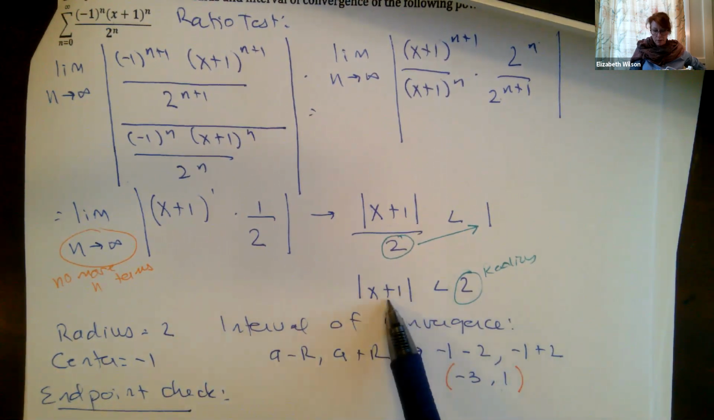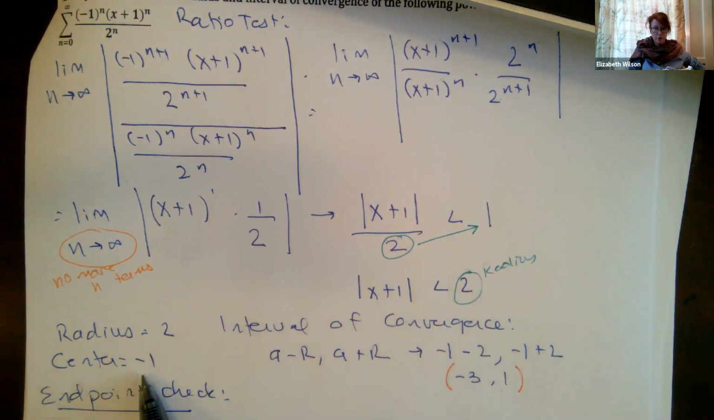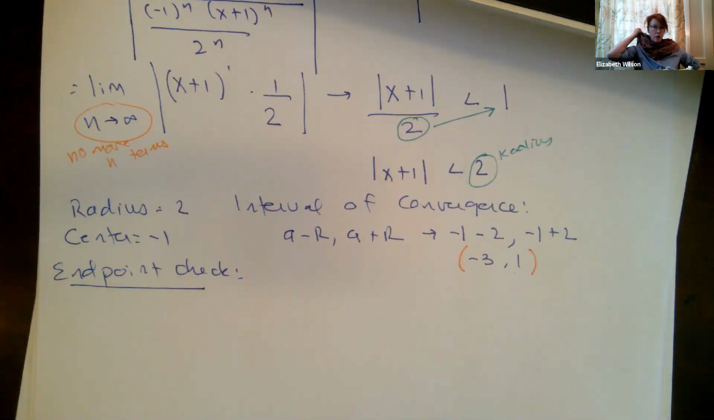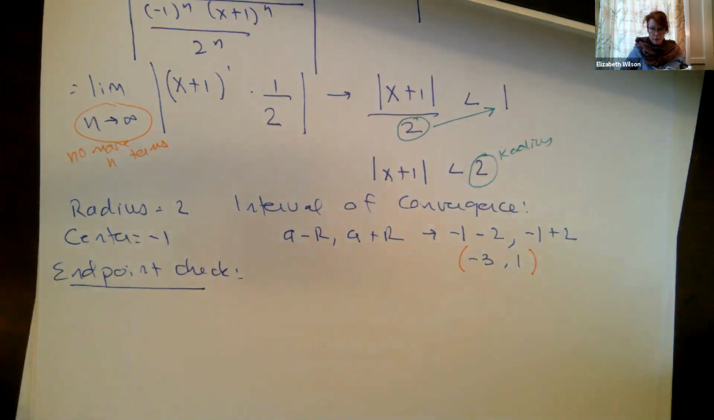Don't go hog wild and subtract the 1 from both sides or whatever, leave it. We're finding the radius. We know the center from the polynomial. We're going to add and subtract to get the interval. I put it in red here because we haven't learned how to do the endpoint check yet. We'll know how to do that after chapter 5.